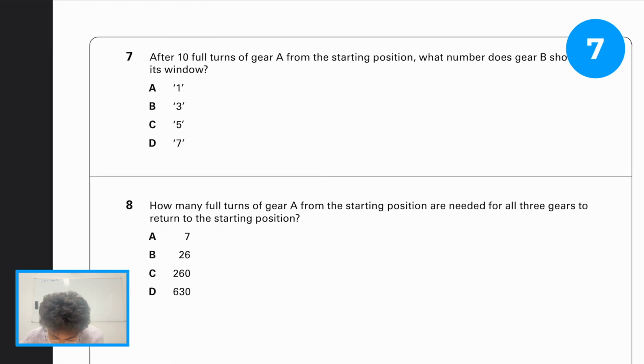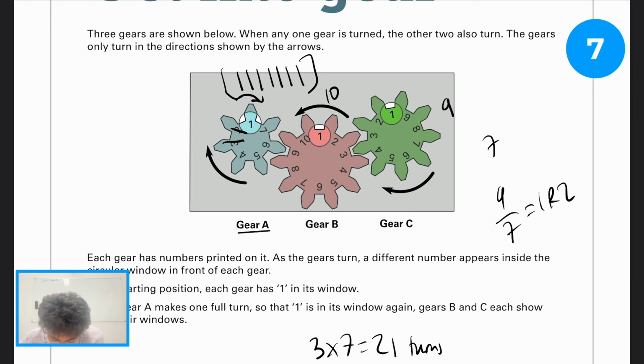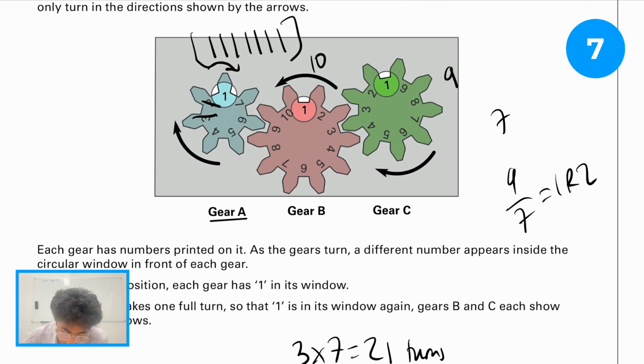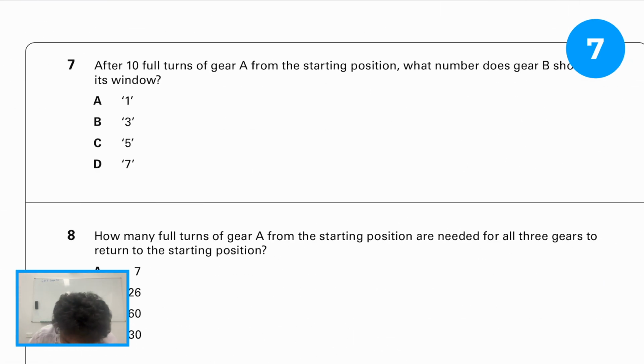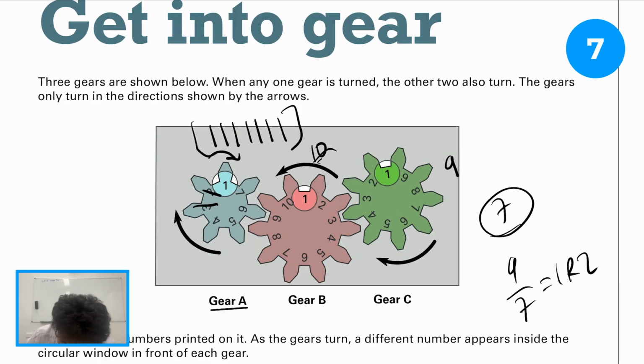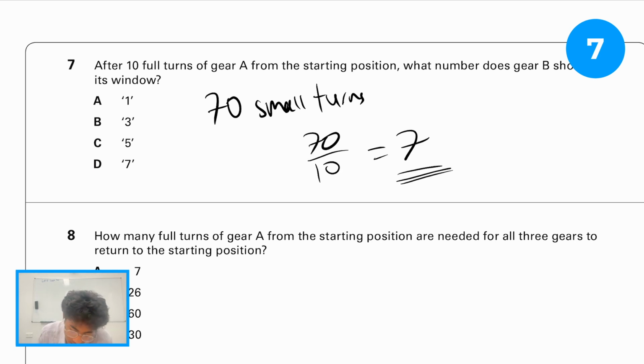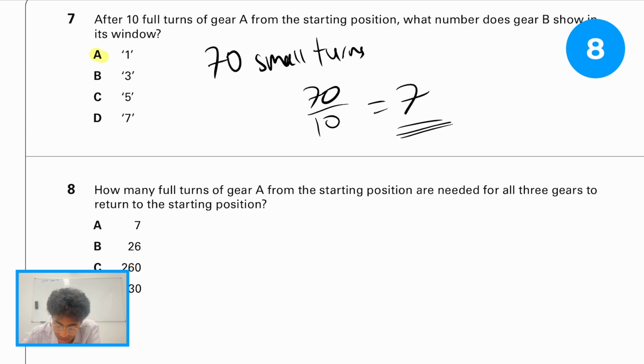Alright, let's see. 10 full turns, so gear A's 1 full turn means 7 small turns. So that means 10 full turns is 70 small turns, pretty much. 70 small turns. Gear B repeats itself every 10 turns. That means gear B, if we do 70 divided by 10, it will do 7 full turns. And if it starts at 1, it will just end up right back at 1 because it went around the block 7 times.